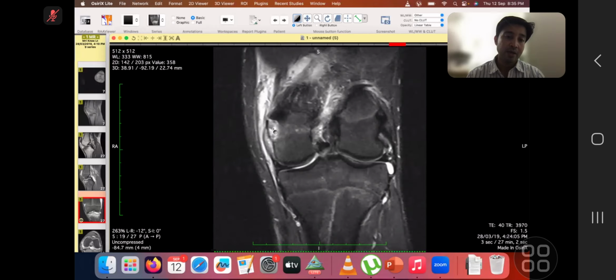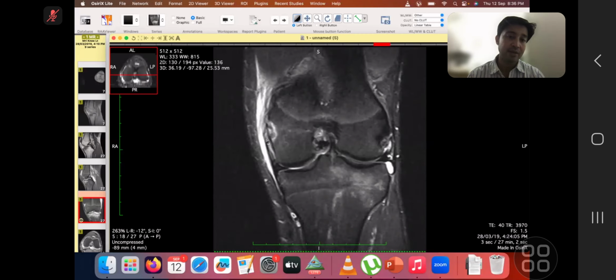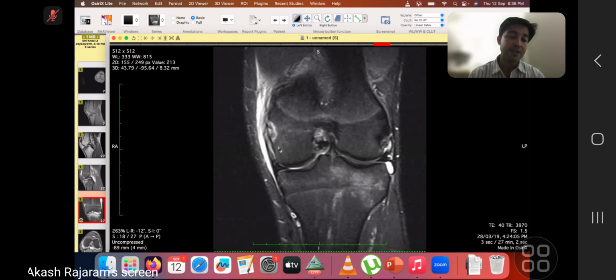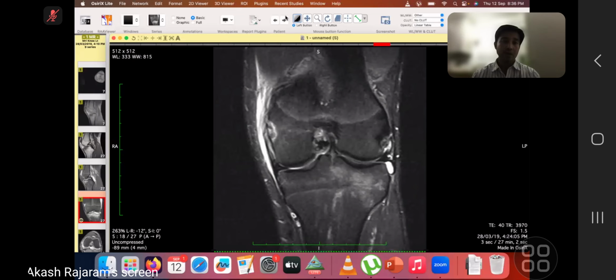So this is an MCL avulsion injury. You're seeing the contour of the MCL, that it's slightly wavy. The wavy contour of the MCL, you see this? There's a wavy contour, and there is some high signal over here, and there's a defect over here. This is an avulsion injury of the medial collateral ligament. Let me go to the previous case.